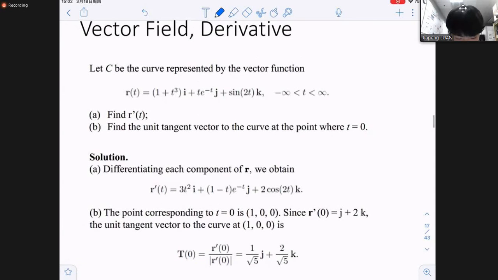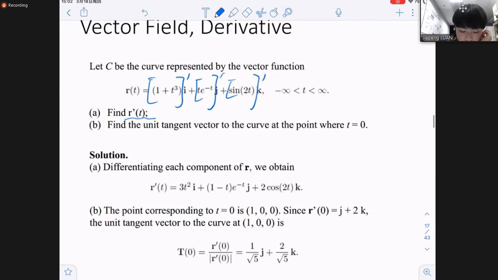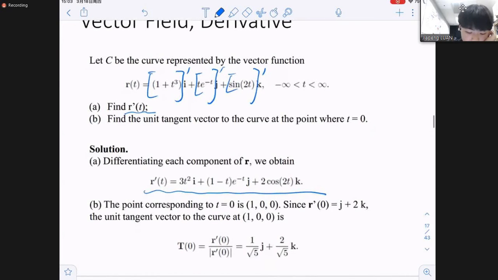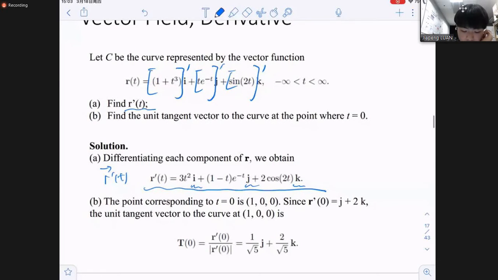Then just do a simple practice. Let's see the curve represented by the vector function. And then you need to find this. So you just need to calculate the derivative of this thing, this, and this, right? And then you can have this. So actually, a derivative of a vector field is also a vector. You can see here you have i, j, and k. Then you have this equation.